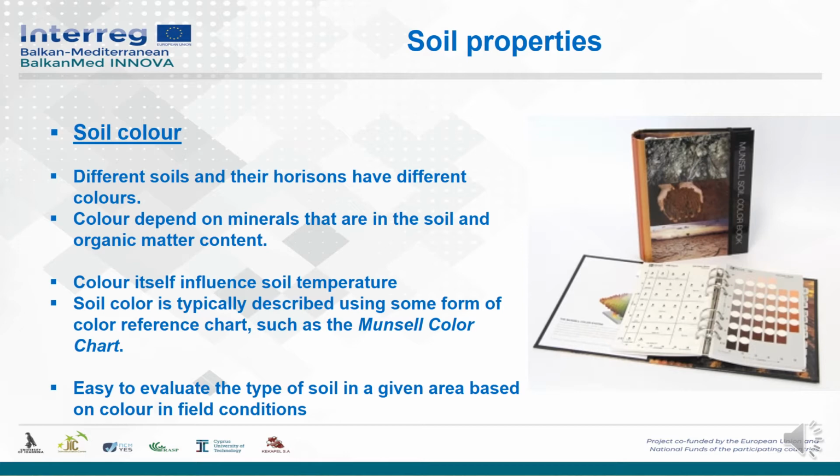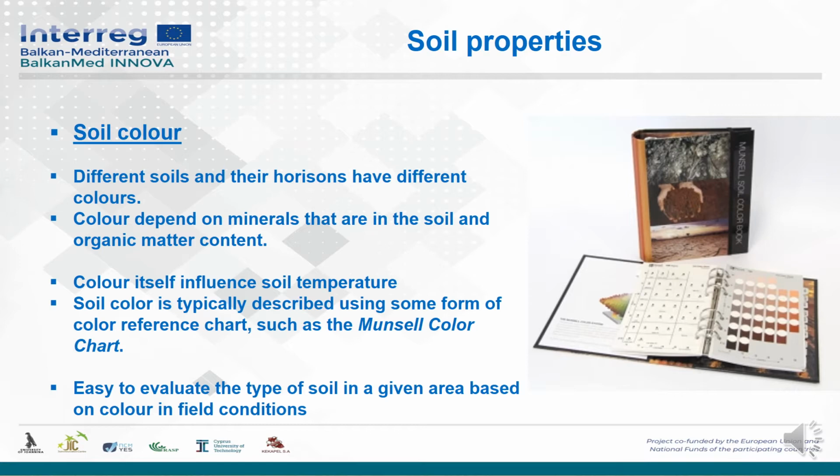Different soils and their horizons have different colors, as we saw in the previous part of this lecture. But it's not only this. Color itself can influence soil temperature. So, influencing the soil temperature, in fact, it can influence the plants that can be grown there and the plant production and plant development.